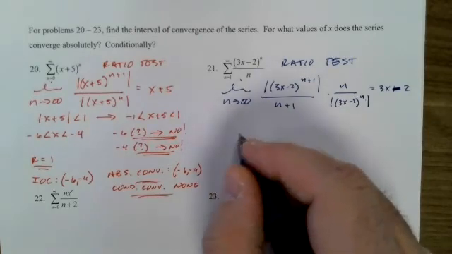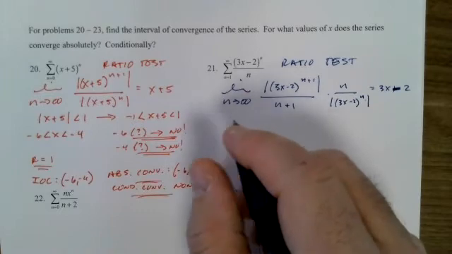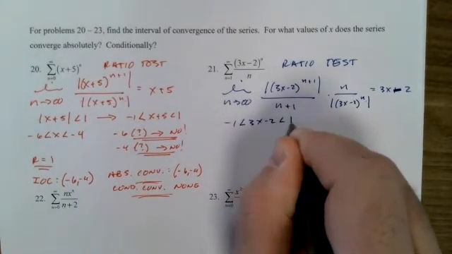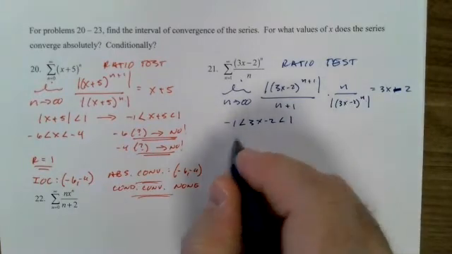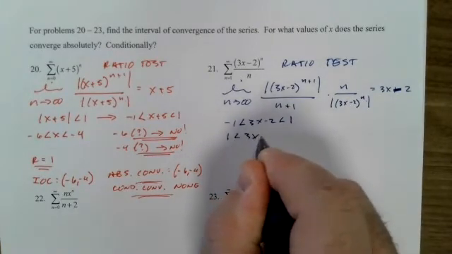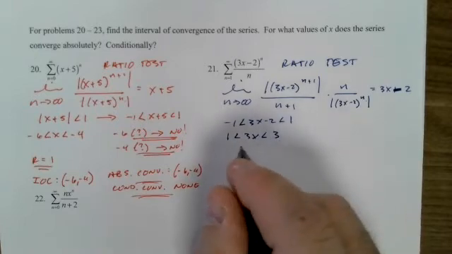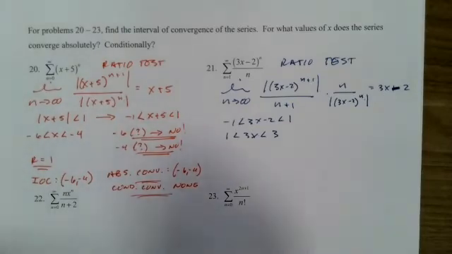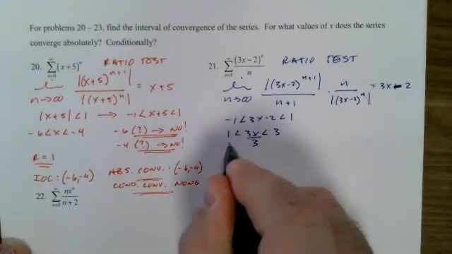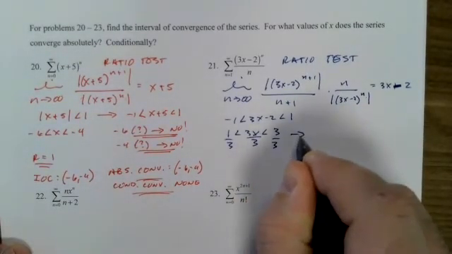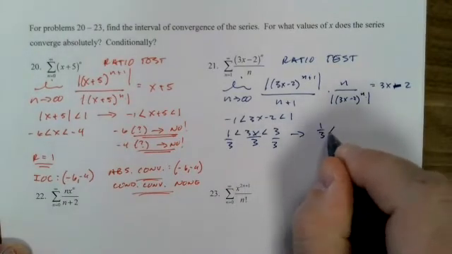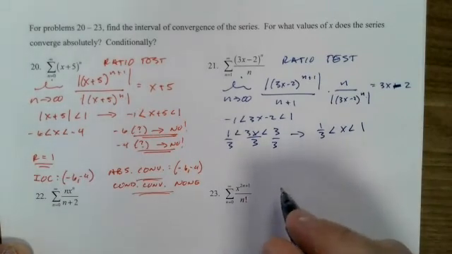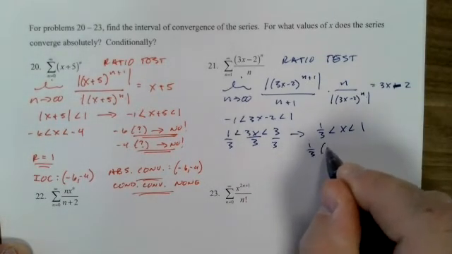So let's go with -1 less than 3x minus 2 less than 1. Add 2, 1 less than 3x less than 3, divide by 3. Okay, divide by 3. And we get our interval of convergence. 1/3 less than x less than 1. Now let's check the endpoints. 1/3.